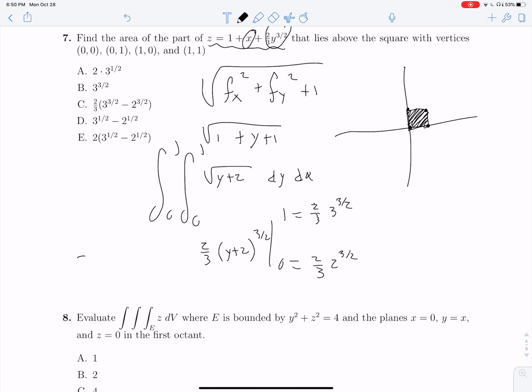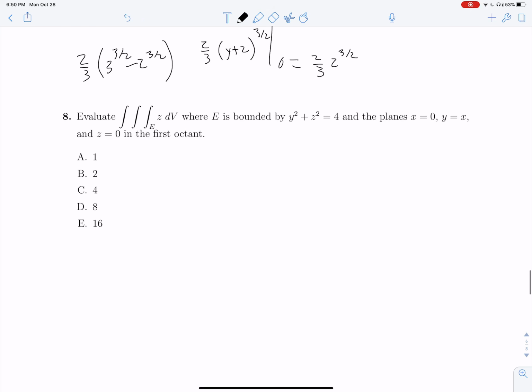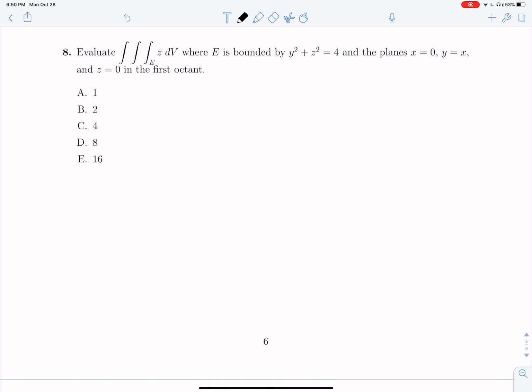And we see that we have 2/3 times 3 to the 3/2 minus 2 to the 3/2, which is in fact one of our answer choices. Okay, next we are doing a cylindrical integral, it looks like. And this is a fun one. So they're giving us this equation, which is a square on the YZ plane, which is kind of no good. It's hard to visualize. It's hard to draw, and it's not very fun.